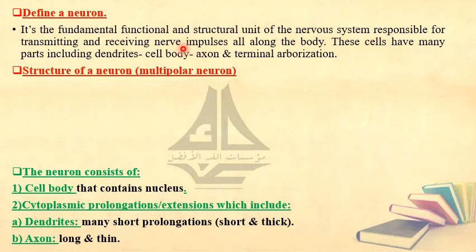So if you want to define a neuron, what is a neuron? It is the basic or the fundamental functional and structural unit of the nervous system. Responsible for what? It is the one that is responsible for transmitting and receiving nerve impulses all along our body. These cells have many parts, including the dendrites, the cell body, the axon, and the terminal arborization. These are the parts in general.